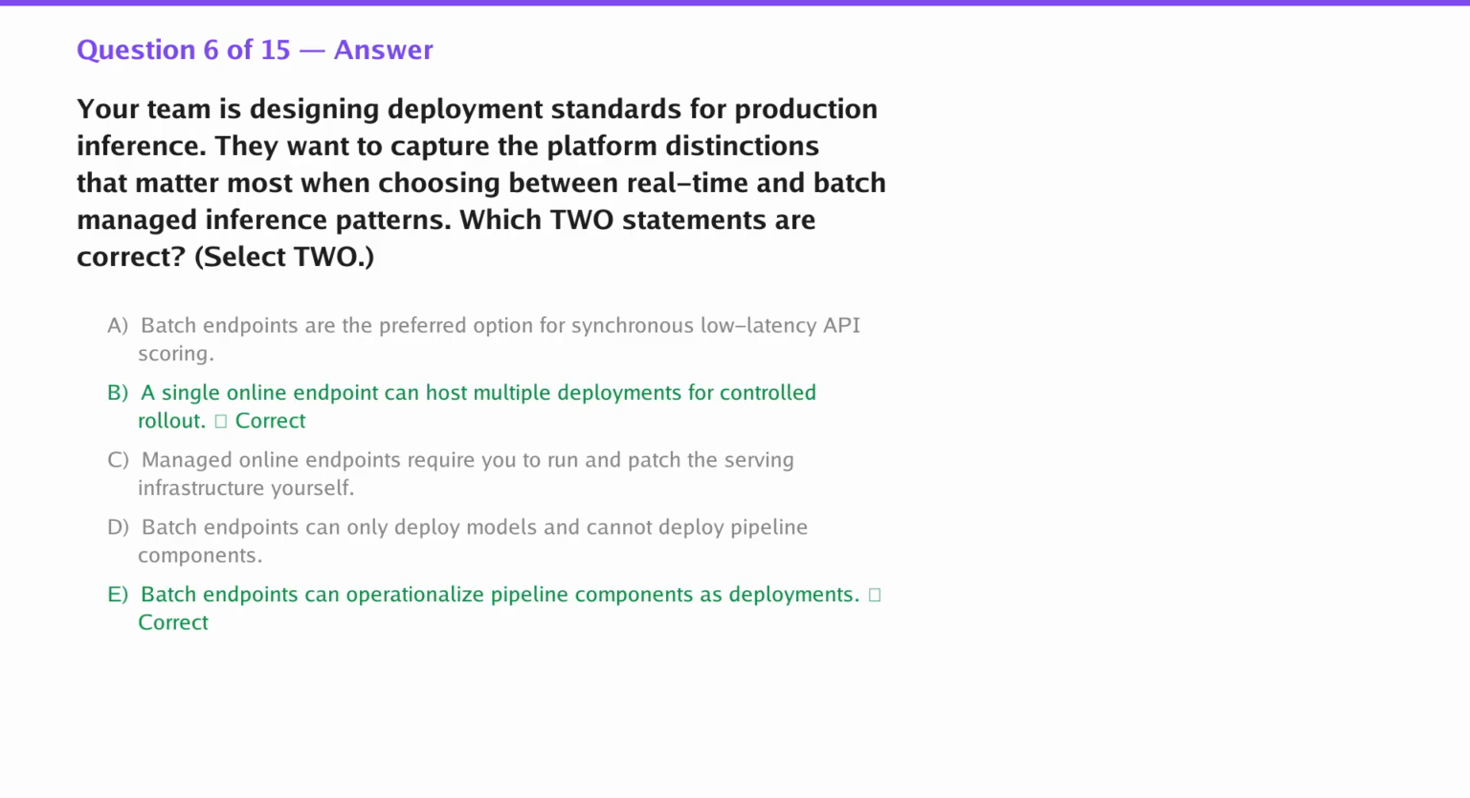The correct answers are option B, a single online endpoint can host multiple deployments for controlled rollout, and option E, batch endpoints can operationalize pipeline components as deployments.